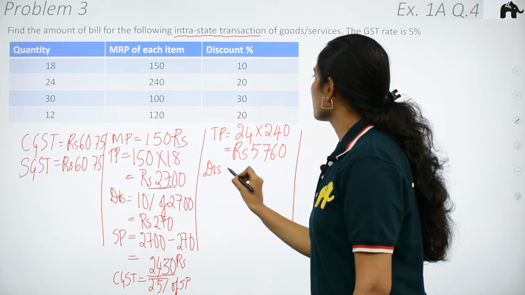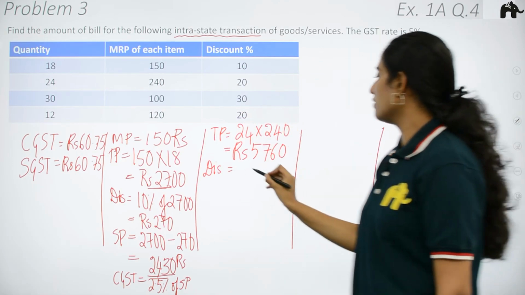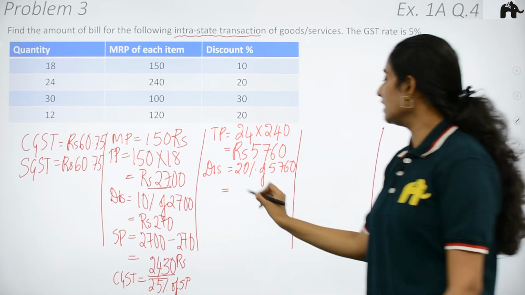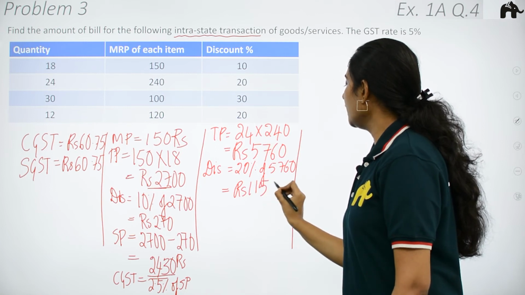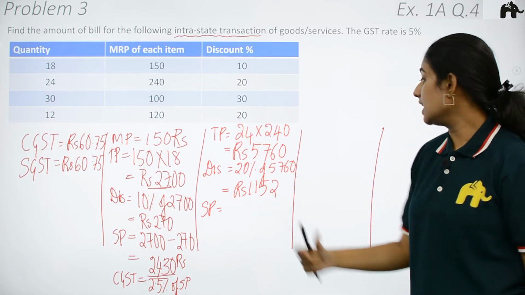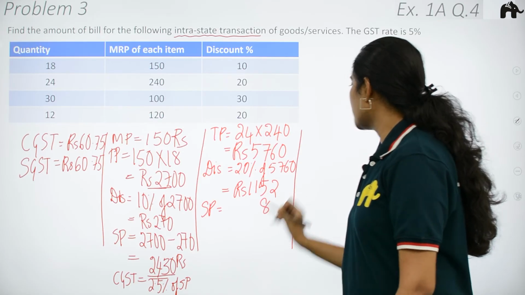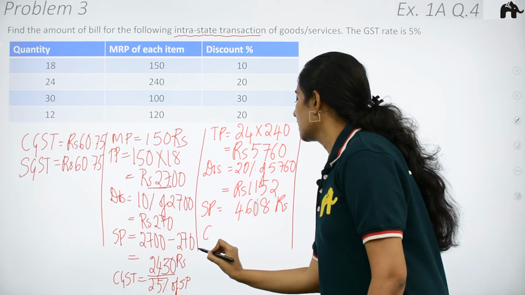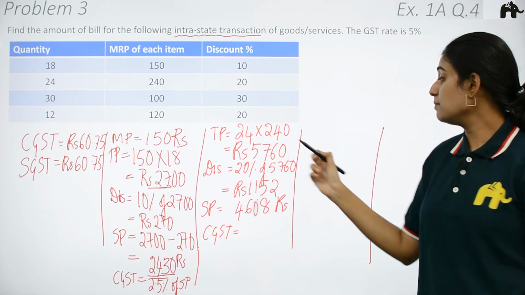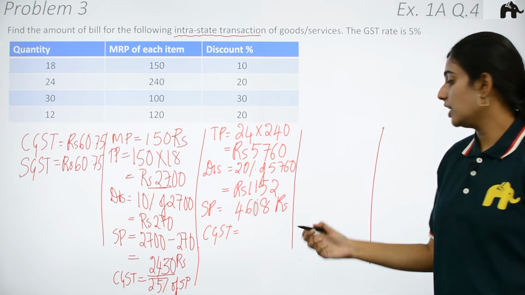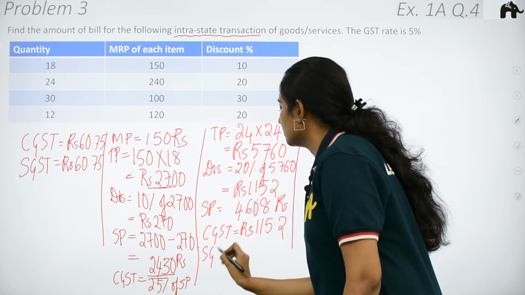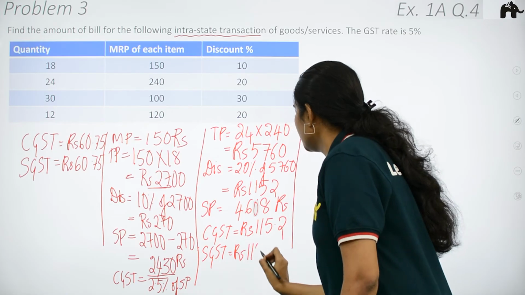Now what is the discount? Discount is equal to 20% of 5,760. 20%, 20 by 100. You'll be getting rupees 1,152. Clear? Now, selling price is equal to total price minus the discount. On subtracting, here again we need to calculate the CGST and SGST. CGST will be equal to 2.5% of selling price. That is 2.5% of 4,608. When you do the calculation, you will be getting rupees 115.2. Same as the SGST. SGST will also be equal to rupees 115.2.